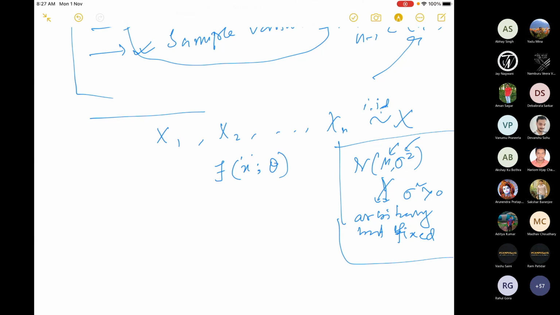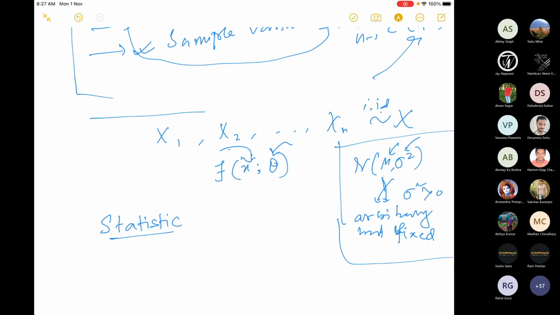So let us denote this as theta. I'm writing just one parameter, but it could be a vector. Vector means there are 2 parameters, 3 parameters, 4 parameters. Like in the case of normal, I have 2 parameters, and in the case of exponential, I have 1 parameter, something like that. So there is a parameter theta, and there is a variable corresponding to the function. Then I say the statistic. What is a statistic?